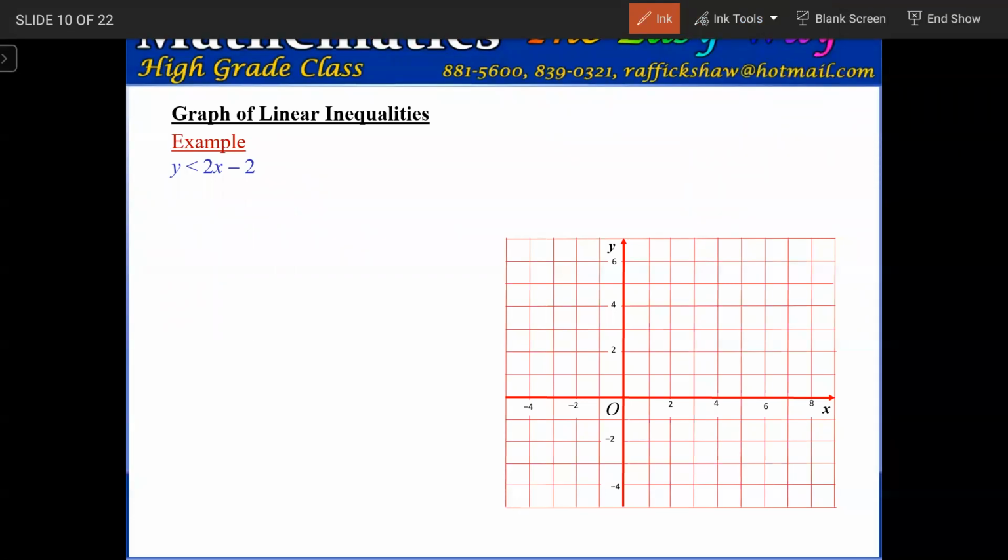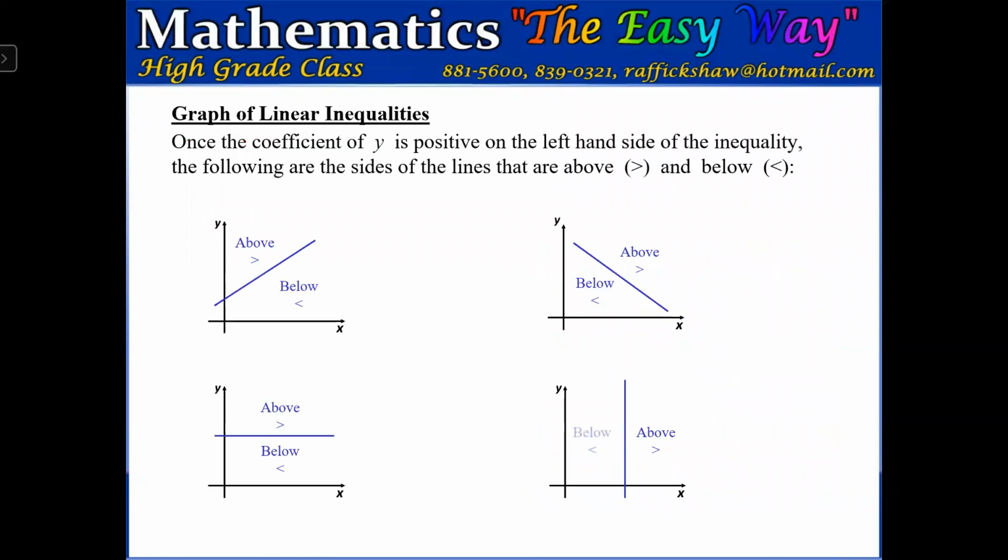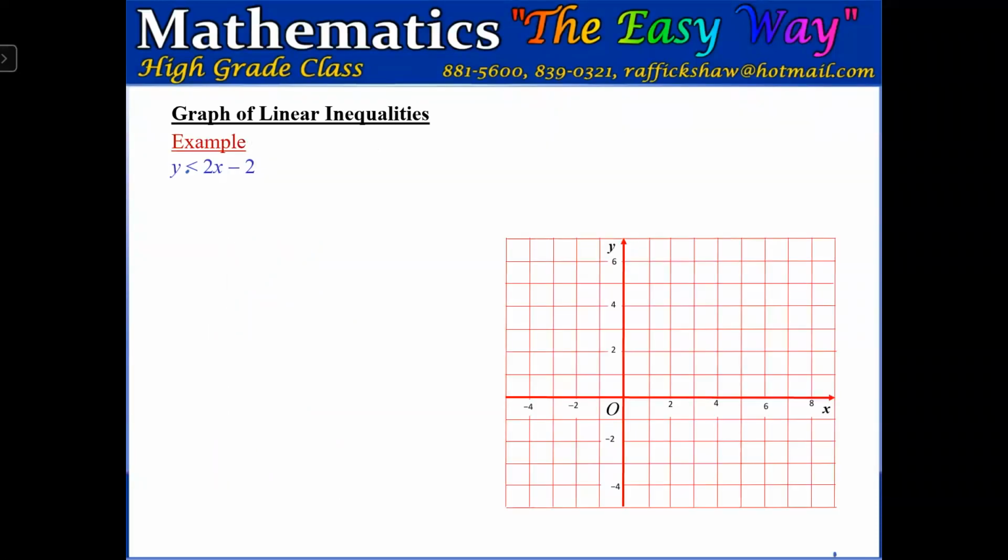Good? And am I going to draw a broken line or an unbroken line? Am I going to draw a broken line? I draw a solid line. Why solid? No, I'm going to draw a broken line because the equal is not there. The equal is not a part of the inequality. Look, the equal is not there. See there? There's no equal as a part of my inequality.